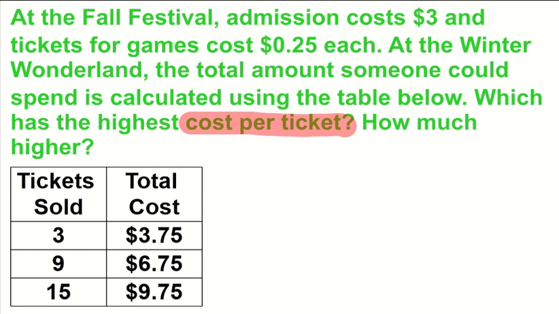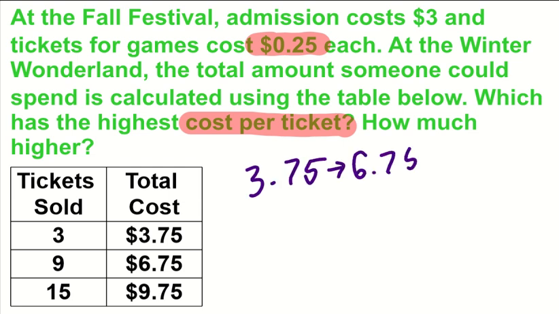What's the cost per ticket for the fall festival? 25 cents. It says tickets for games cost 25 cents each. So that's 25 cents per ticket. That's our slope. So now we need the slope on the table. We're going from 375 to 675, and we're going from 3 to 9.